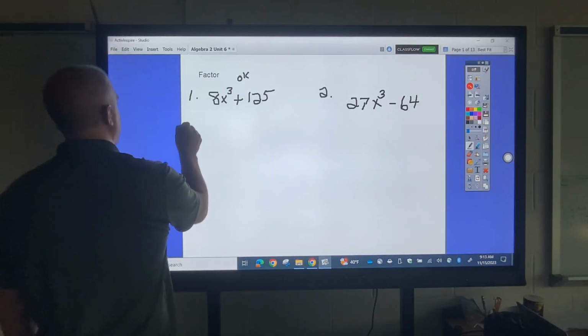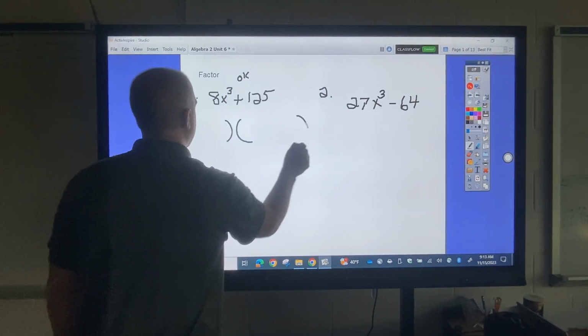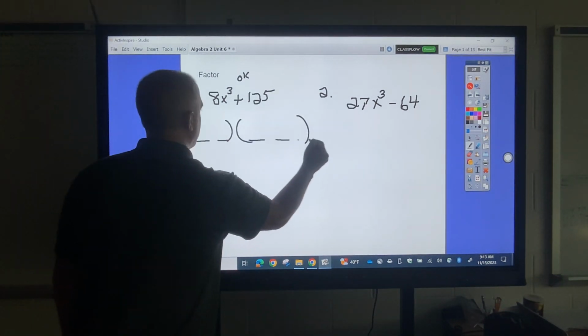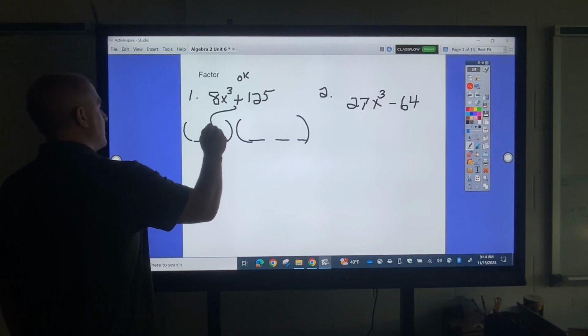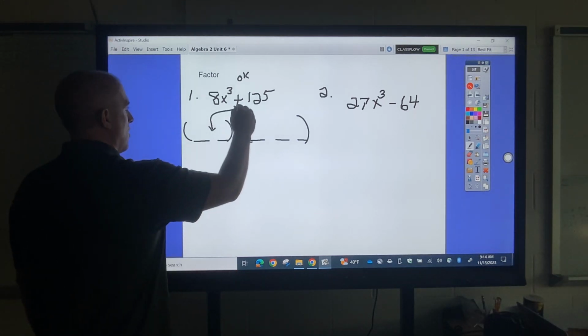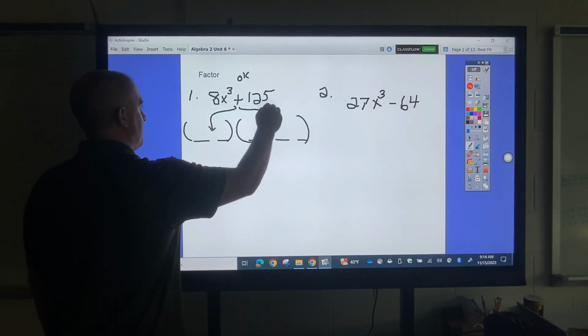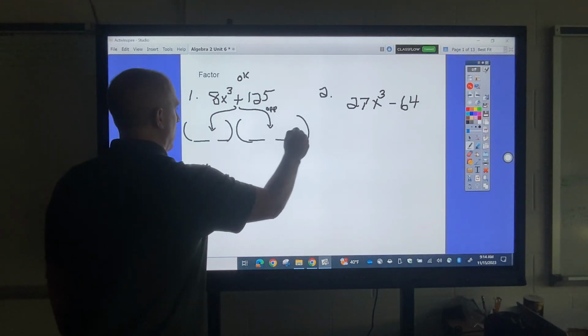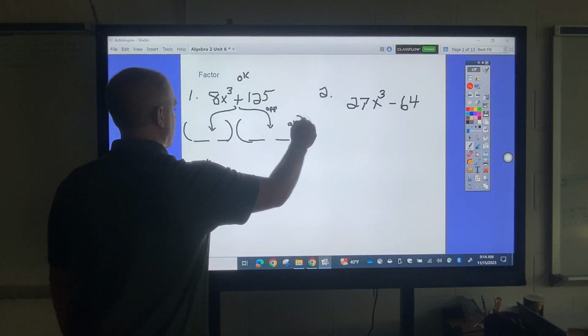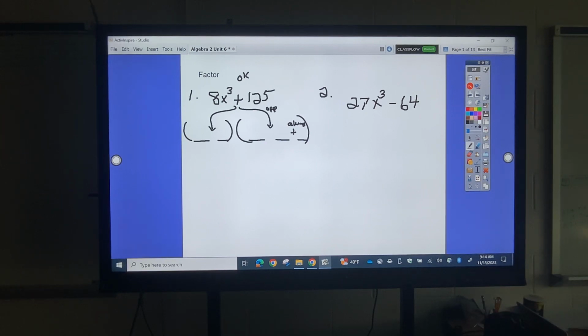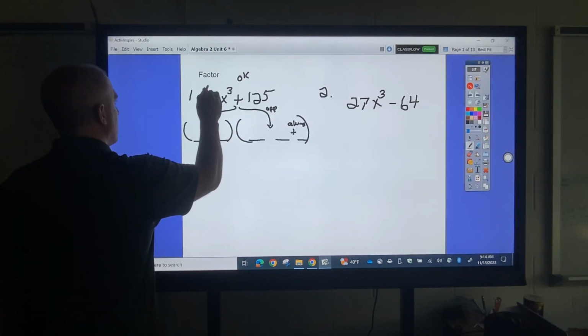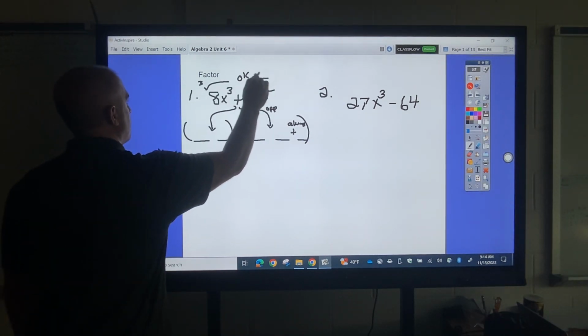Now, there is a pattern to this, okay? It is a 2 by 3. Whatever sign is here goes there. Whatever sign is here is the opposite sign. And this is always positive. Okay? So it's a pattern. Now, here's how you get these terms. You take the cube root of both parts.